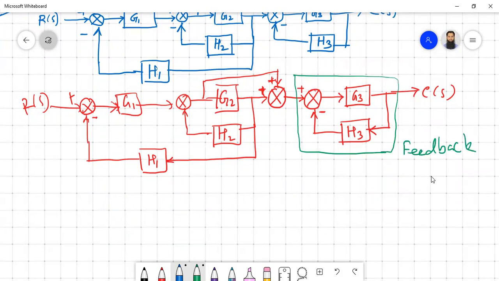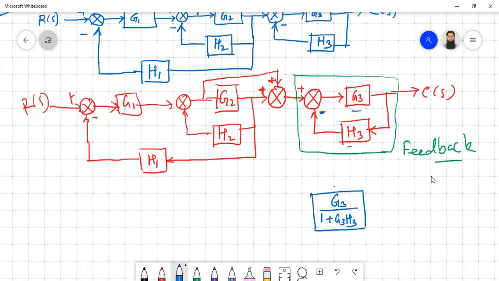Feedback. So we actually have to apply the feedback. We can apply the feedback formula to reduce this one to a single block. So let's do that. What is the formula for the feedback? Forward path gain divided by 1 plus forward path gain and feedback gain. If it is the minus here, then we have a positive passing the formula. So the forward path is G3 divided by 1 plus G3 H3. So one block is reduced.